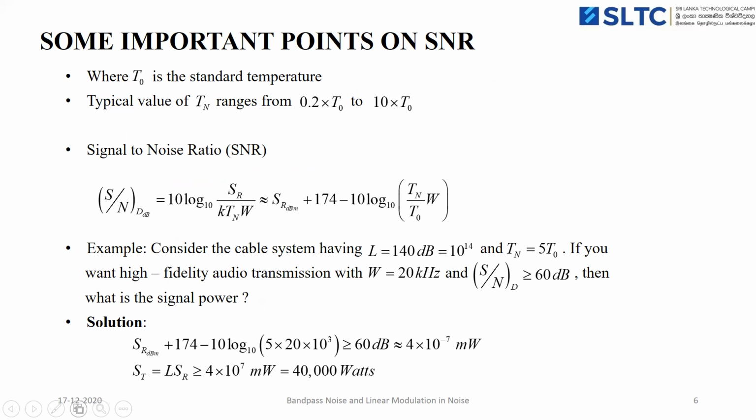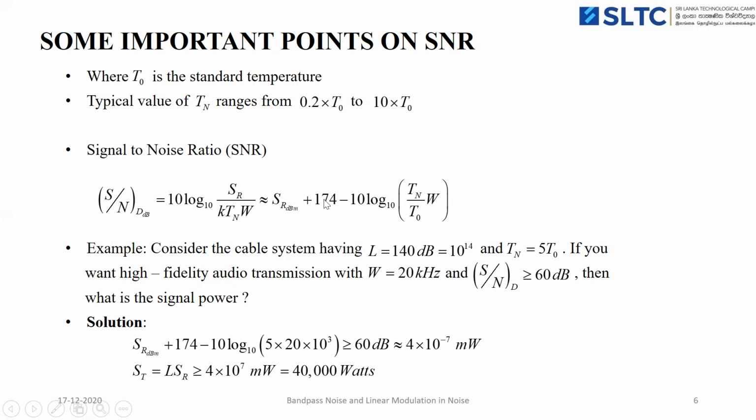So we know the final expression for the signal to noise ratio, which is SR by K Tn into W, where K Tn equals N naught. So we are replacing that N naught by K into Tn. Because we need the value in decibels, we have to take the logarithm: 10 log of SR by K Tn W. By applying the log rule, log m by n, we get the signal power in dBm plus 174 minus 10 log of Tn W by T naught. So this is the expression for the signal to noise ratio in terms of decibels.